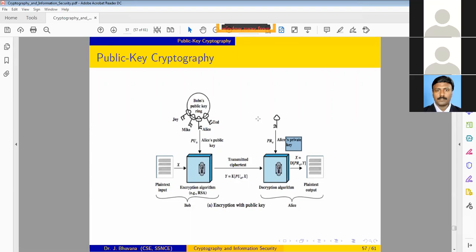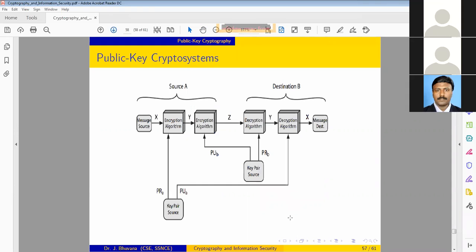Okay, so using the other person's public key for encryption and the receiver's private key for decryption will provide the confidentiality service. And this can also be used for the authentication service. If the sender uses his own private key for encryption, then that will be equivalent to the digital signature that helps the other end to claim who is the actual sender of the communication.